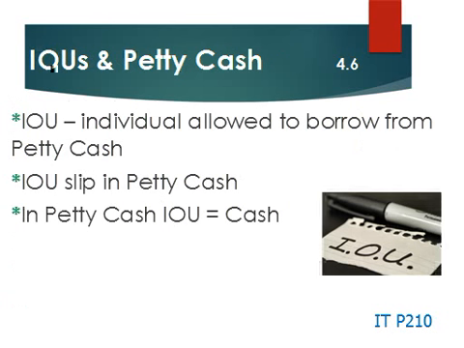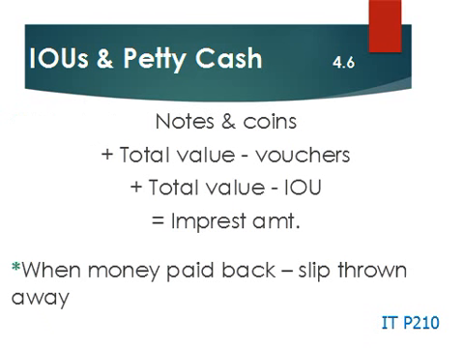In some companies, employees are allowed to borrow money from petty cash for a day or two, but then they have to pay it back. As soon as someone borrows money from petty cash, they write out an IOU on a slip of paper and put it in the petty cash box. In the petty cash box, an IOU is equal to cash. So the notes and coins, plus the total value of the vouchers, plus the total value of the IOUs, will equal the imprest amount. When the money is paid back, the IOU slip is thrown away.